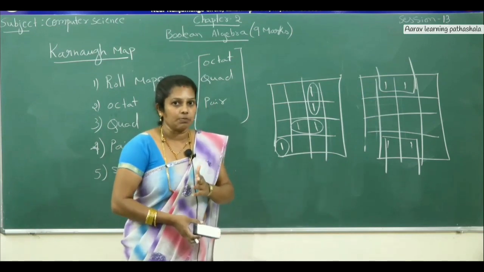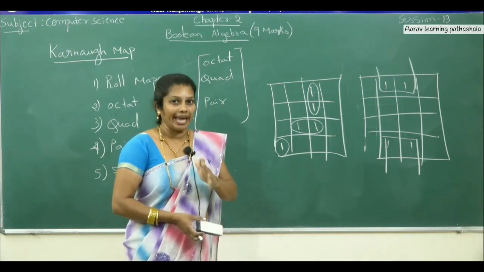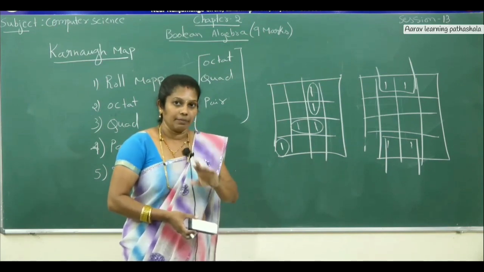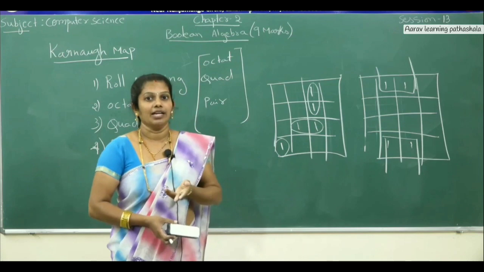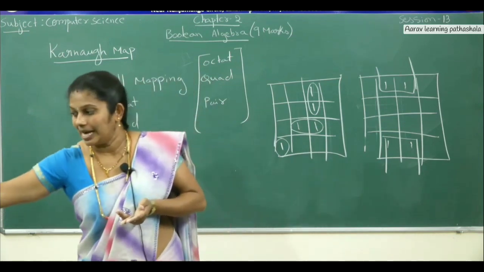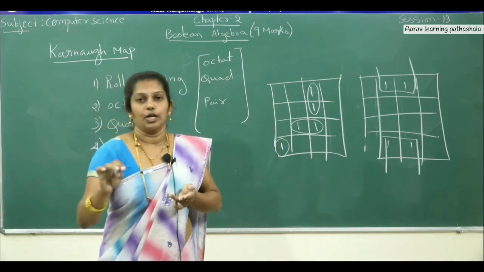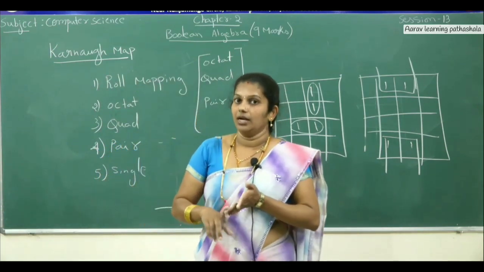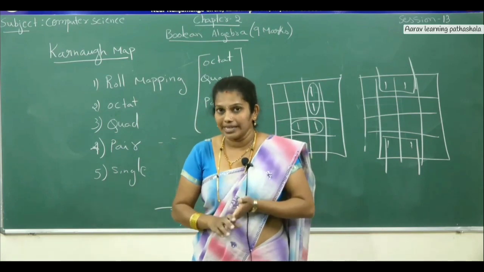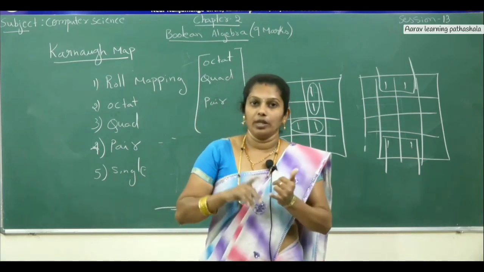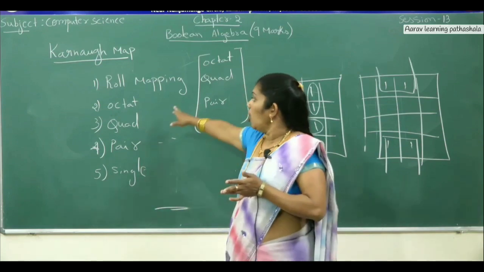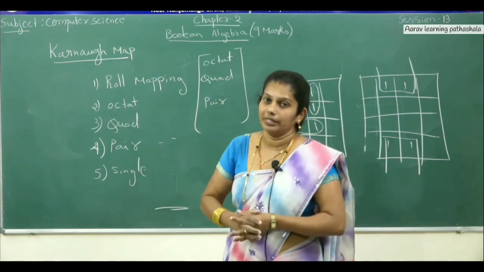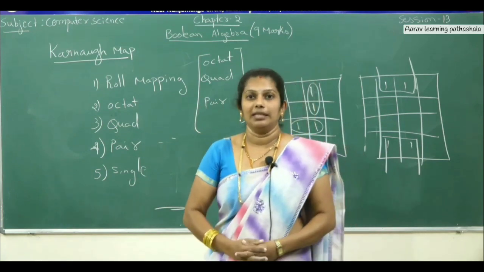Next class, I will explain how to solve a K-map for a given expression, and how to write the reduced form by using min term as well as max term. That I will explain in the next class. Whereas in this class, you have studied what is meant by K-map, who developed it, what is the other name for it, what exactly we do by using K-map, and what is meant by quad, octal, octet, roll mapping, pair, and then single. Regarding that, you have studied in this class. The remaining things we will explain in the next class.